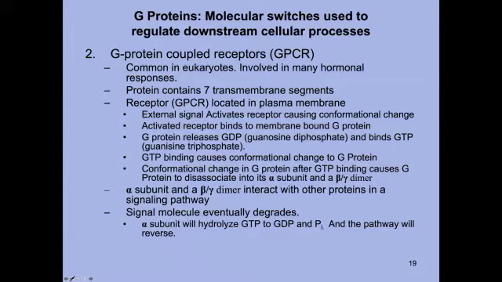Welcome to part 3 of chapter 9, where we are going to talk about G protein coupled receptors. G proteins are molecular switches, and they are oftentimes used to regulate other pathways, either to turn them off or what we call downregulate, decreasing their signaling power.